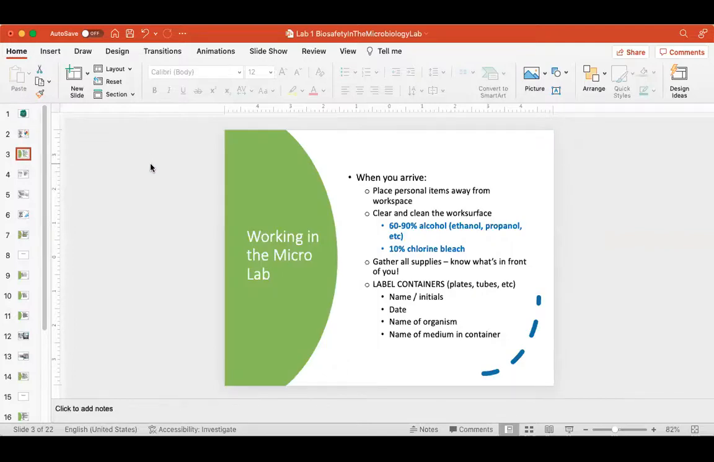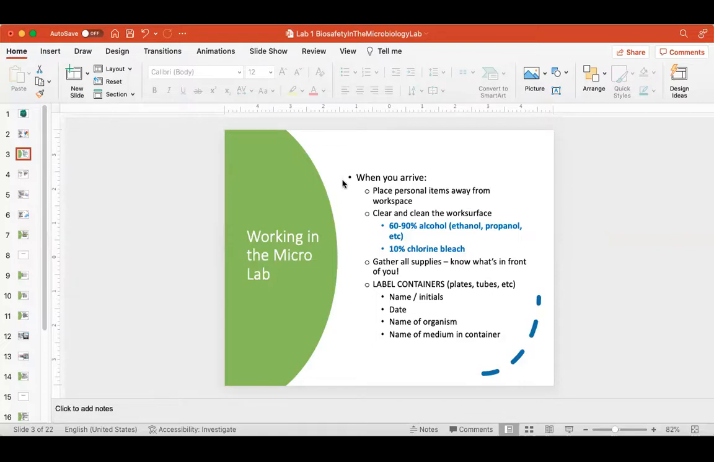Now, unfortunately, we don't have a chance to practice some of these things this semester, but I'm going to talk about them anyway, because again, depending on what you want to do when you graduate, depending on what you want to do for your working life, you may find yourself in laboratory spaces. And there are certain things that everybody needs to do, whether you're in a microbiology lab or not.